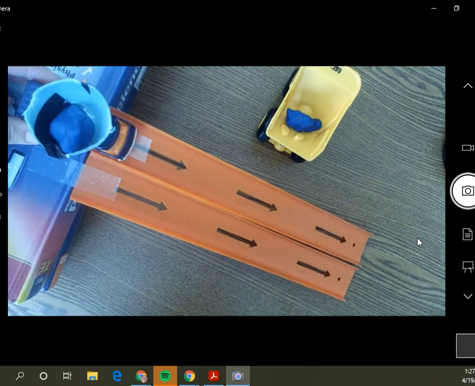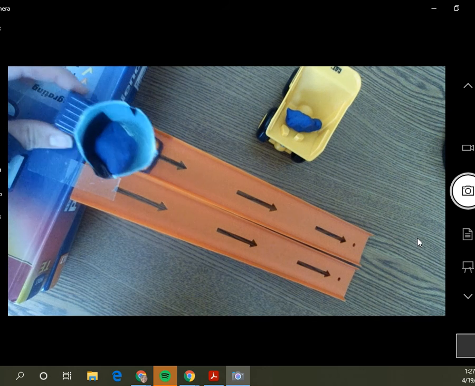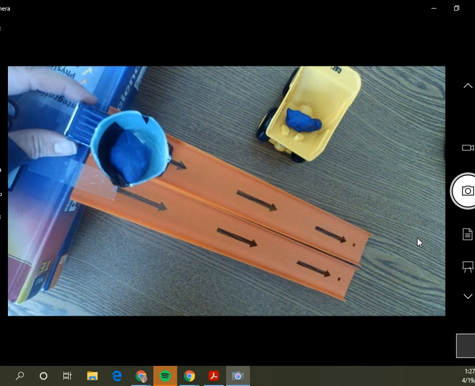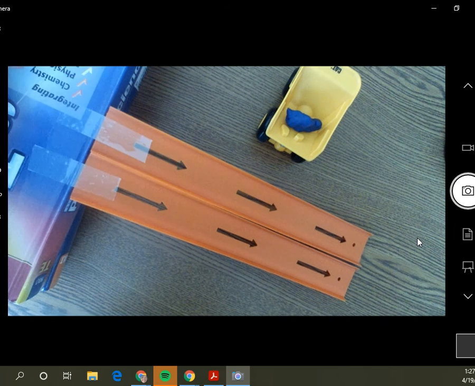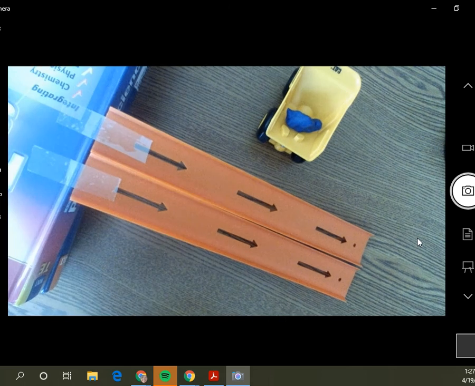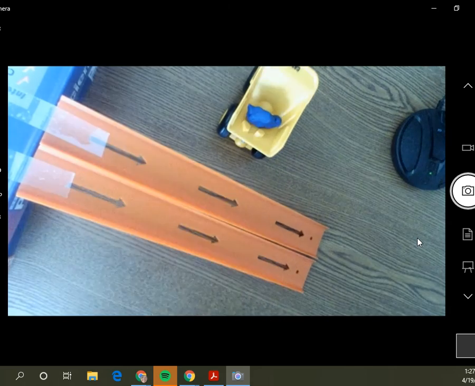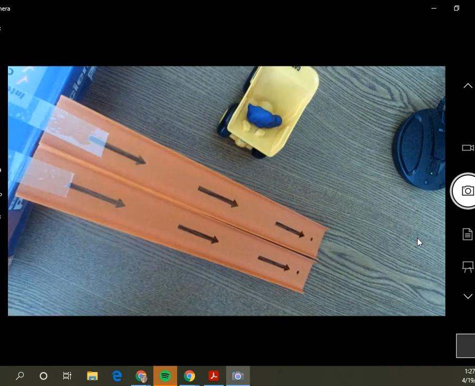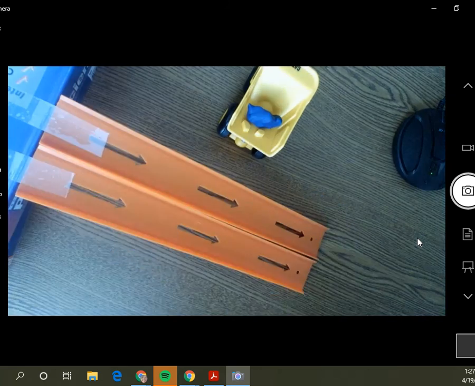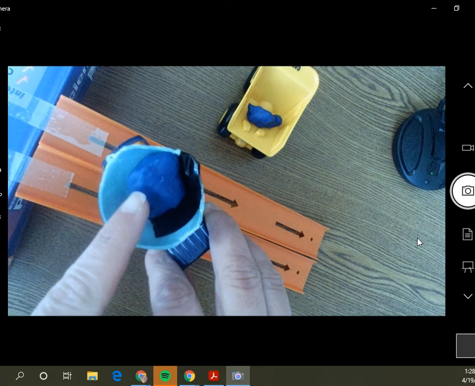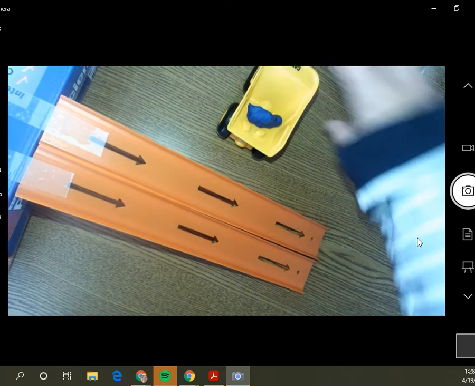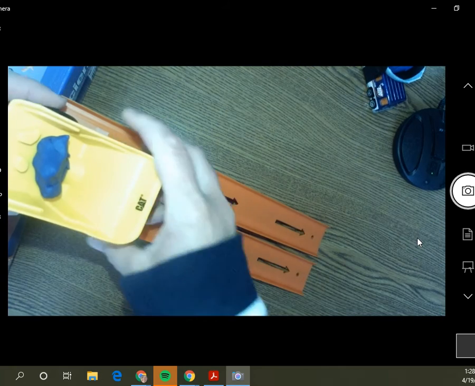Put the car on the track. What's going to happen? At the bottom of the track, is the car going to stop or keep going? Okay, let's find out. Yep, went all the way across my desk. So we can even try that one again. Now notice, I'm just going to pick this up and show our little clay man stayed in the car. Okay, let's try the bigger one.